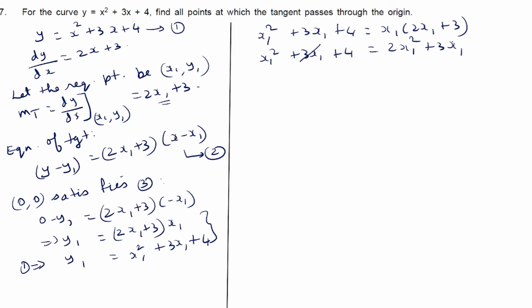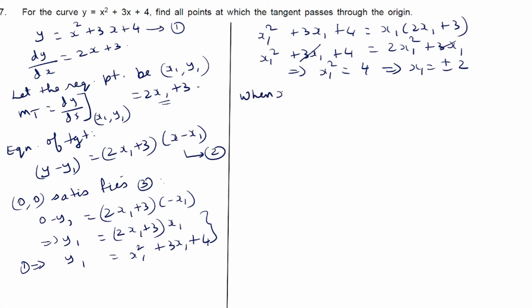So 3x1 will go. We get x1 square is equal to 4, or x1 is equal to plus or minus 2. Now we get 2 points, x1 is 2 and x1 is minus 2. When x1 is 2, we can find y1, and when x1 is minus 2, we can find y1. So those are the points at which the tangent passes through the origin.